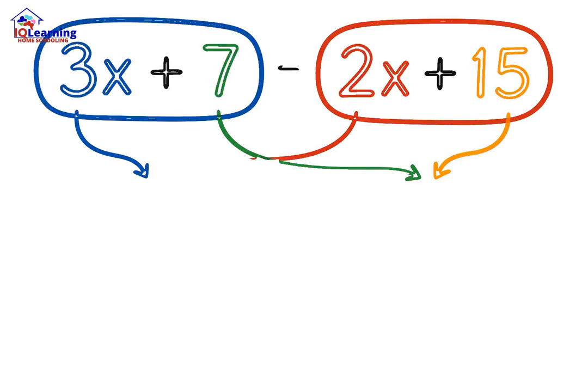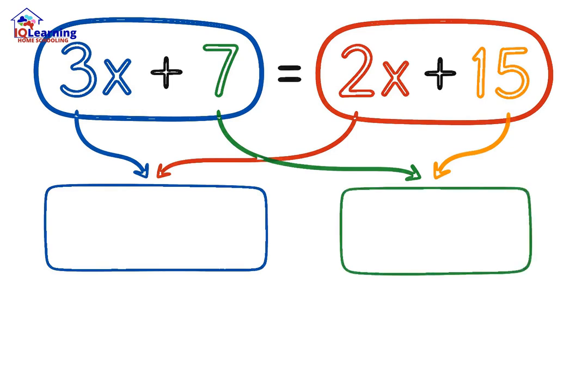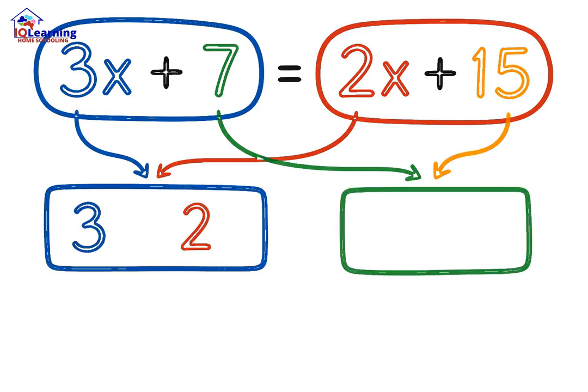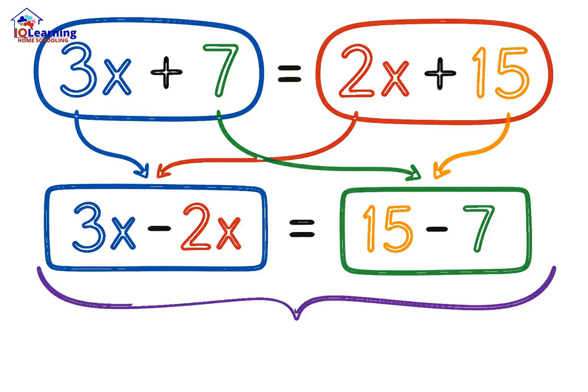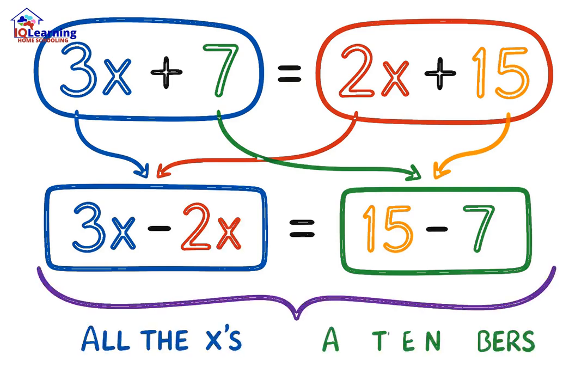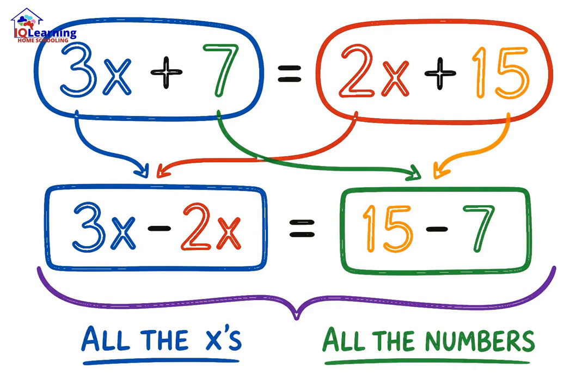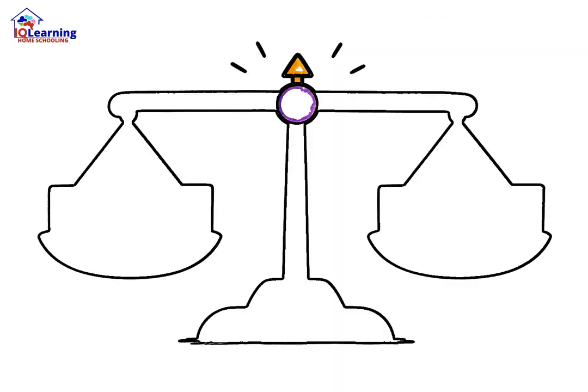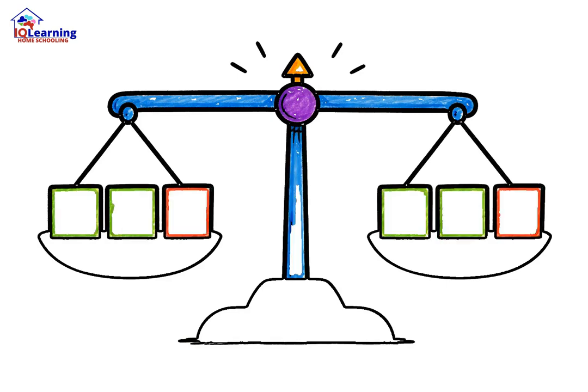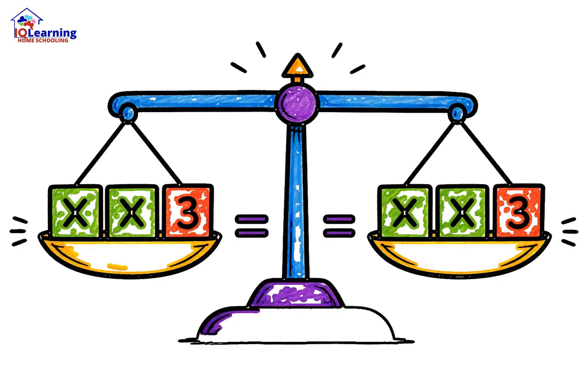The entire game is about one thing: grouping. Your mission is to get all the variable terms, the x's, together on one side of the equal sign and all the plain numbers on the other. Think of it like a balanced scale. Whatever you do to one side, you must do to the other to keep it level.